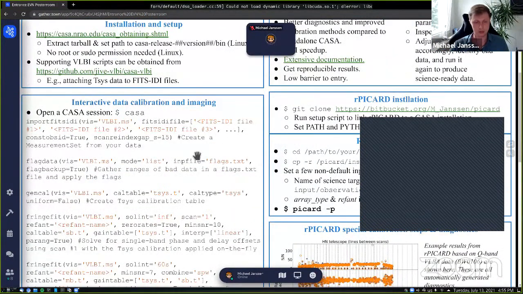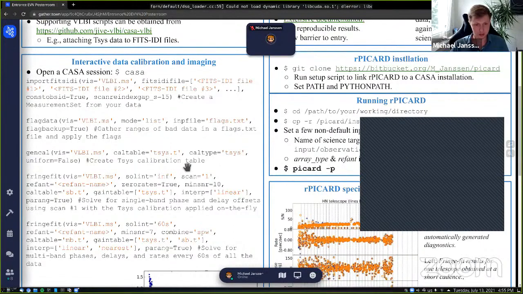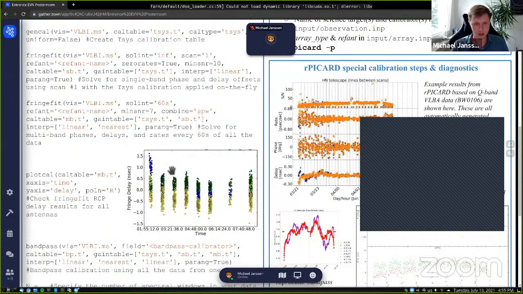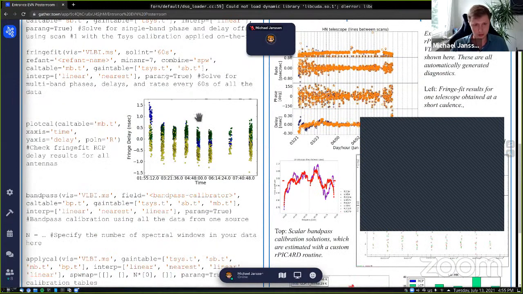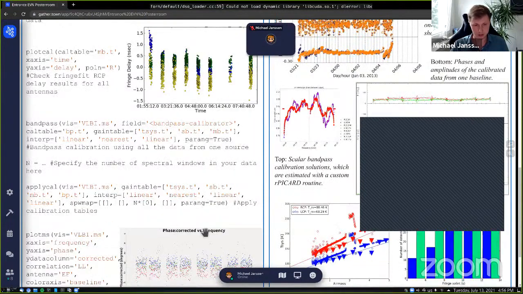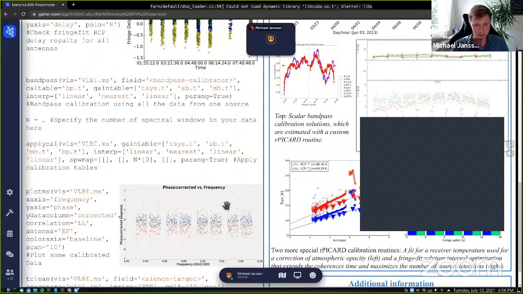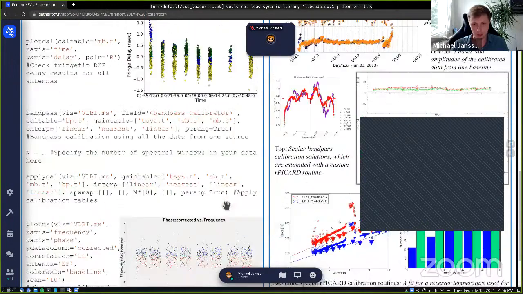Here, if you want to get started with the manual interactive data reduction, this is for a CASA session, how you would typically run a few of the typical data calibration steps. Most importantly, how to actually get diagnostic plots of your calibration results and of the data, so that you understand what you're doing and also ensure that you're calibrating the data in the right way.